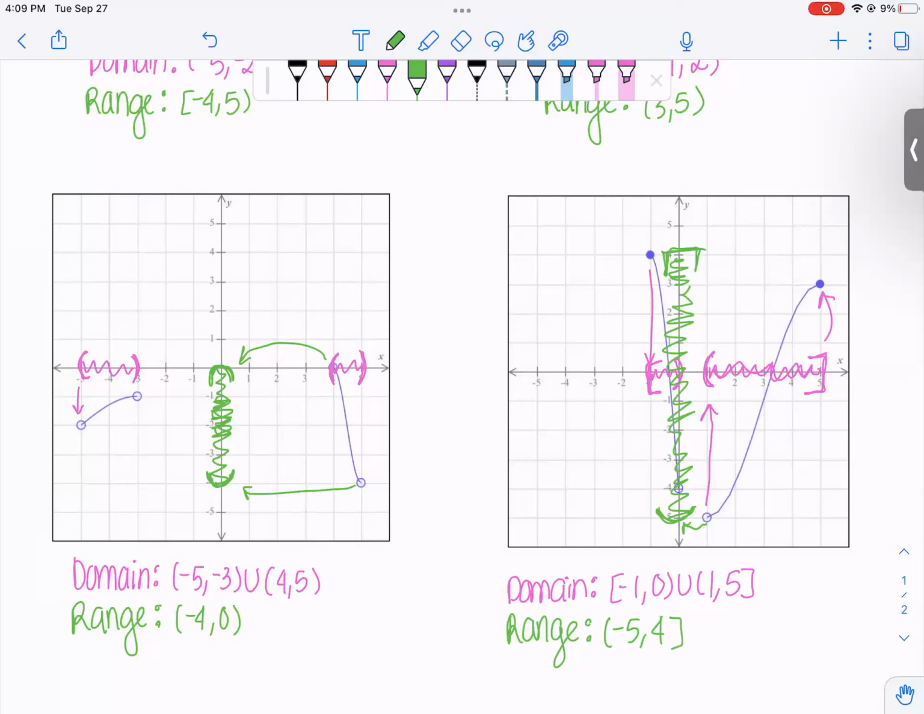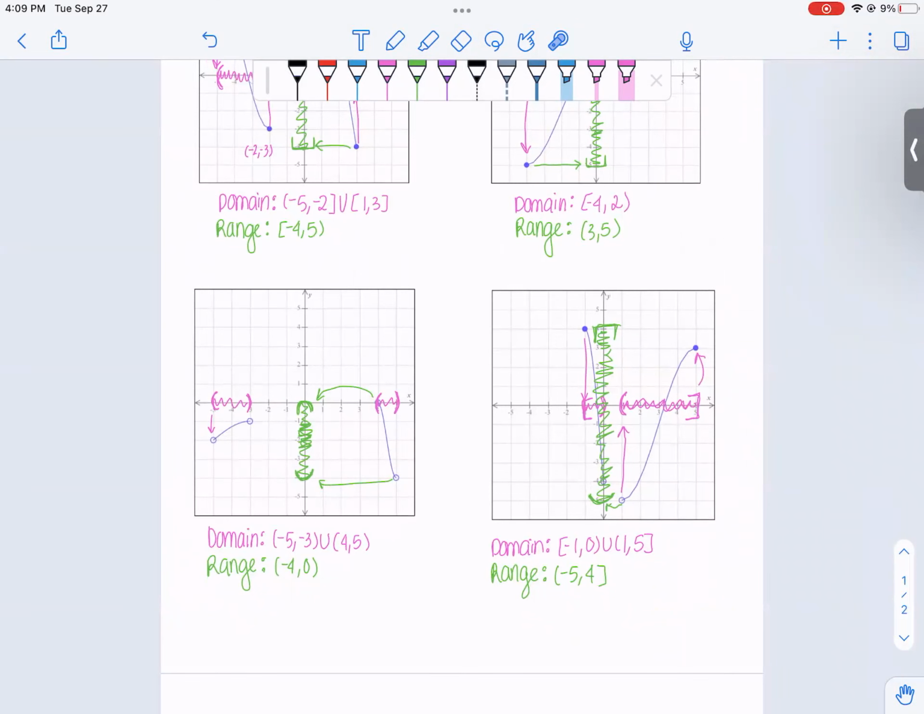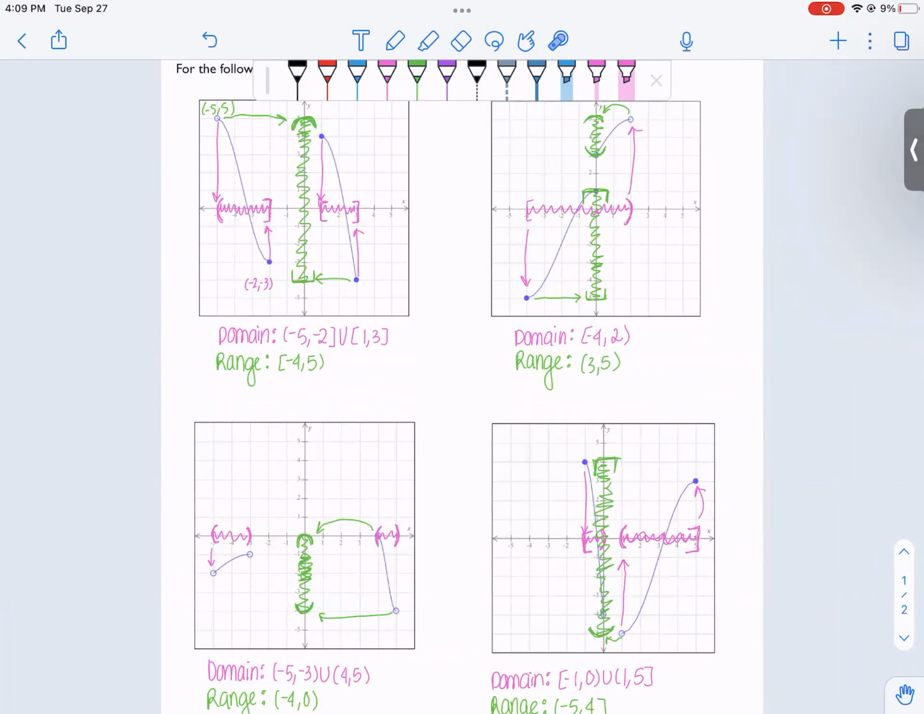So you really have to be careful looking at those open circles, those closed circles, looking for weird situations where domains and ranges from different pieces of the piecewise function overlap one another. Practice, practice, practice. And that's really all I have to say on it is practice.